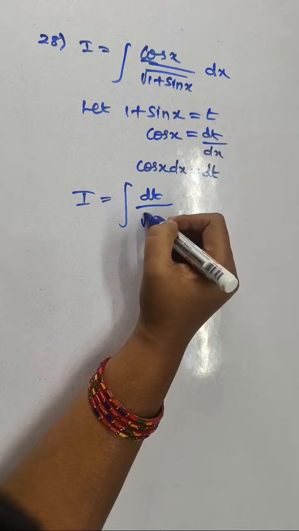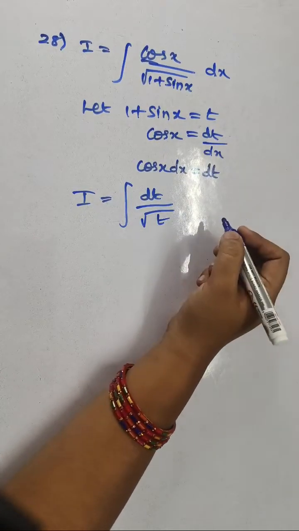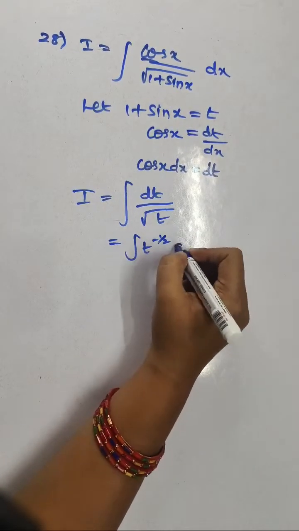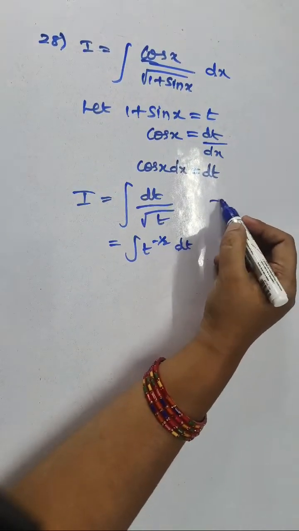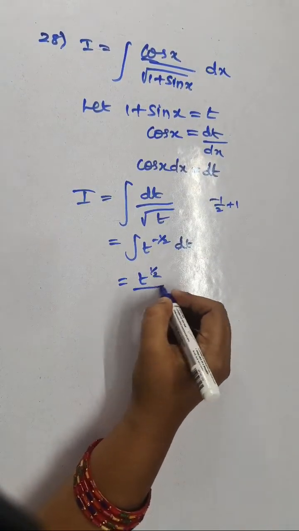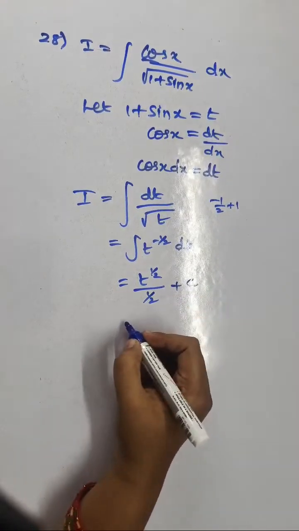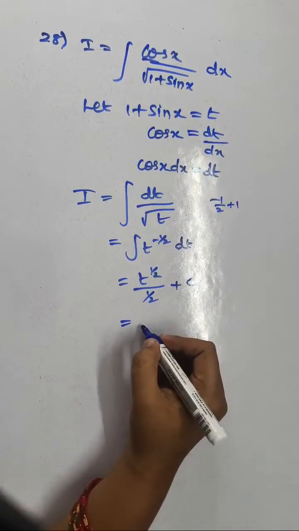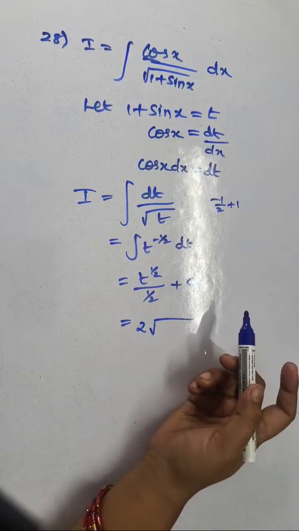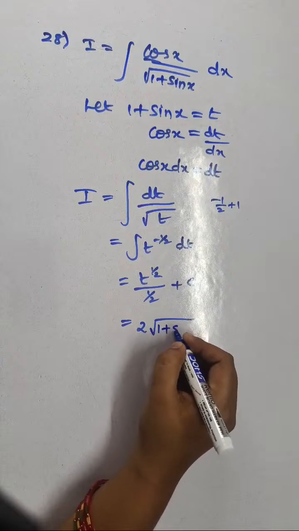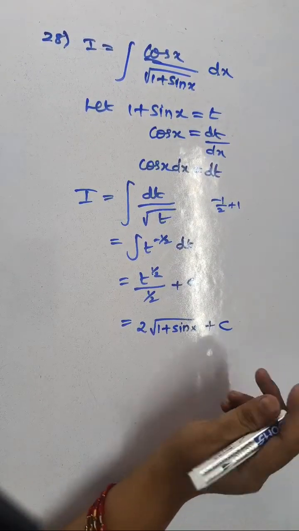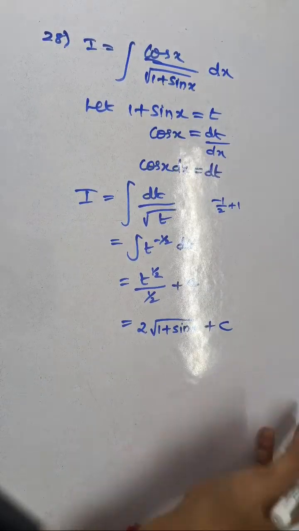1 by root of 1 plus sin x can be written as root t. Take that to the numerator as minus half. So when you use the power rule, it will be minus half plus 1, so that will be plus half by plus half plus c. So this will become 2 by 1. So 2 into root of t, either you can write t power half or root t, both mean the same. In place of t, it is 1 plus sin x plus c. This is the required answer.